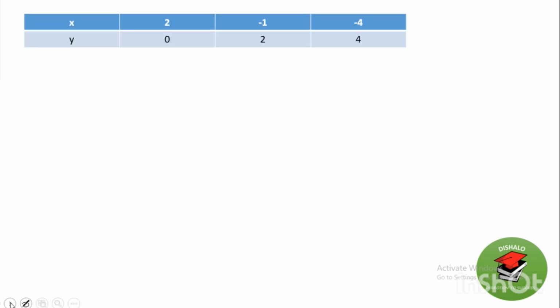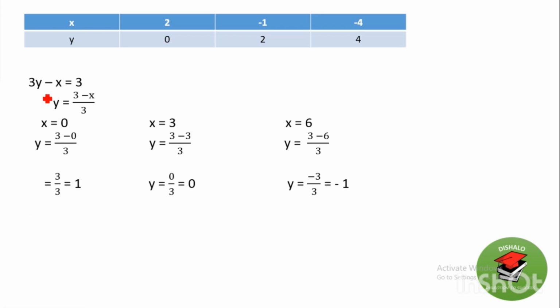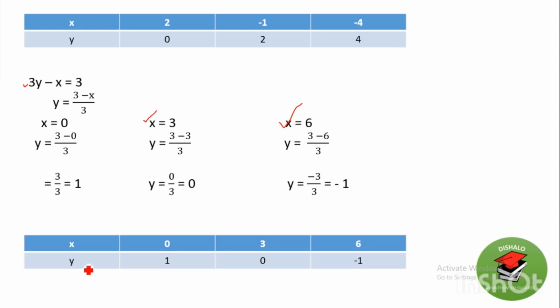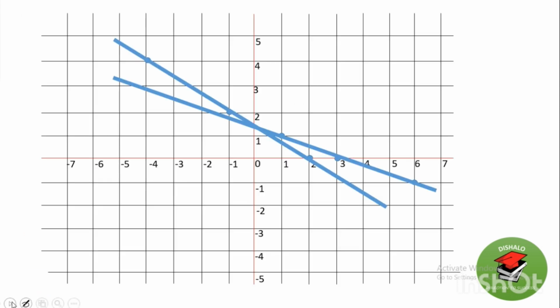Then you make the table, and solve for the other equation also. Same way, put the value of x and get the value of y. Put x as 3, y will be 0, and when x is 6, y is minus 1. Then you make the table and plot the graph. So two lines. This is the solution for your graph.